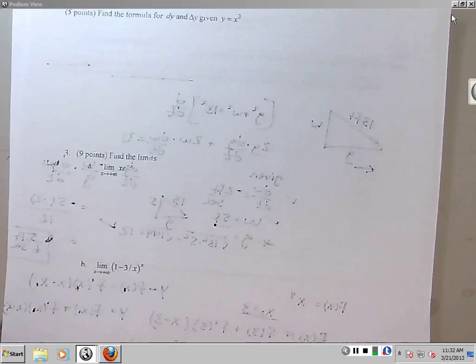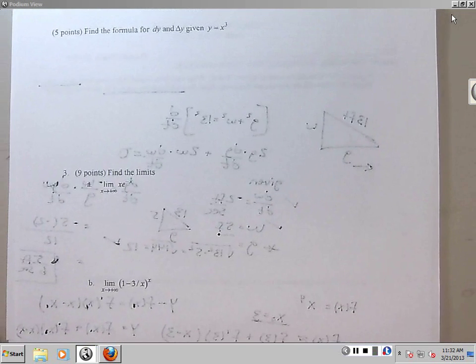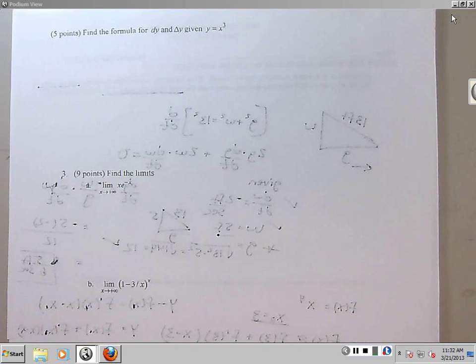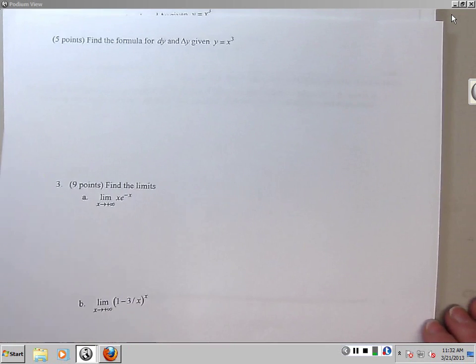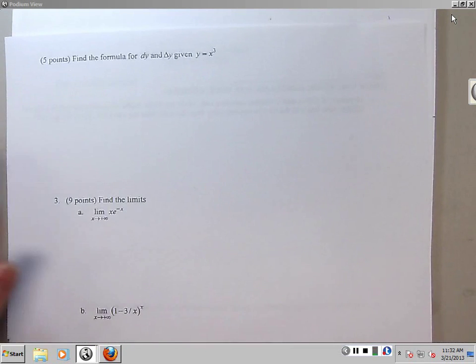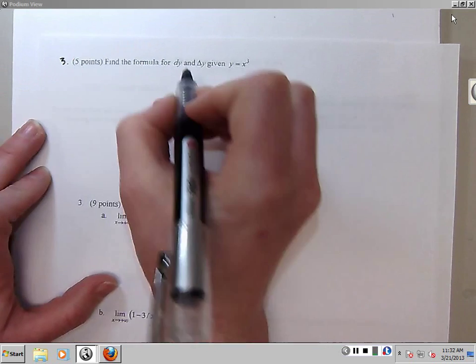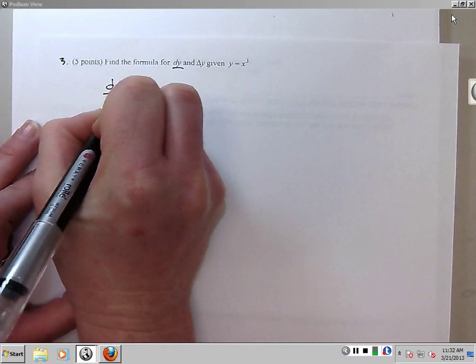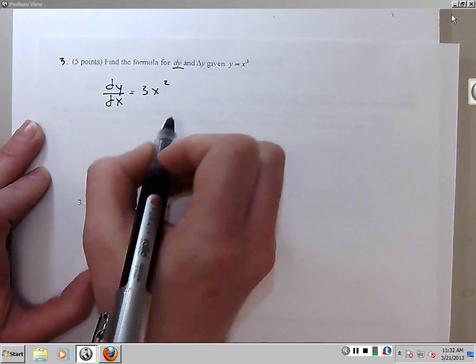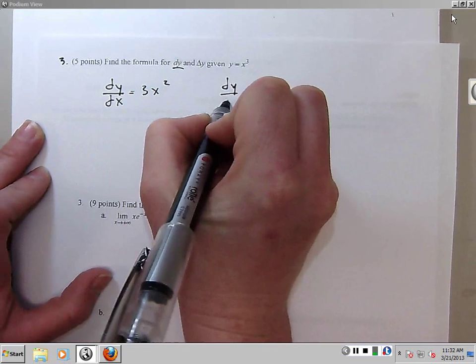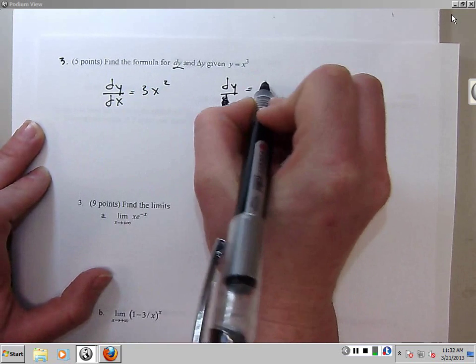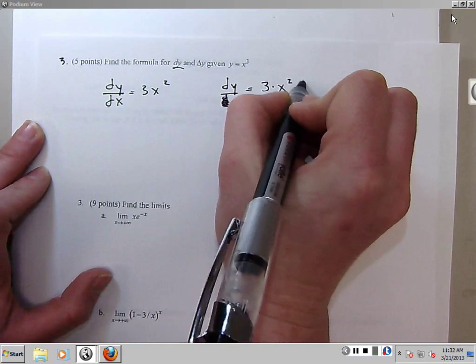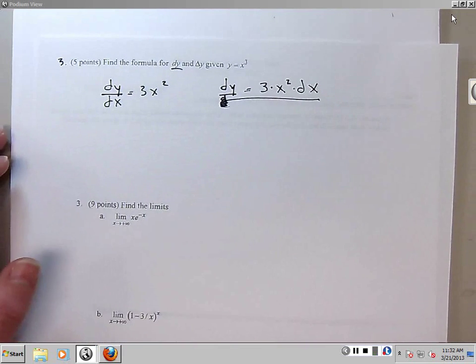Number 3. On number 3, I just wanted you to find dy, where dy over dx would be 3x squared. So if I solve for dy, I have 3 times x squared times dx. So if you got that, you'll get your full points.